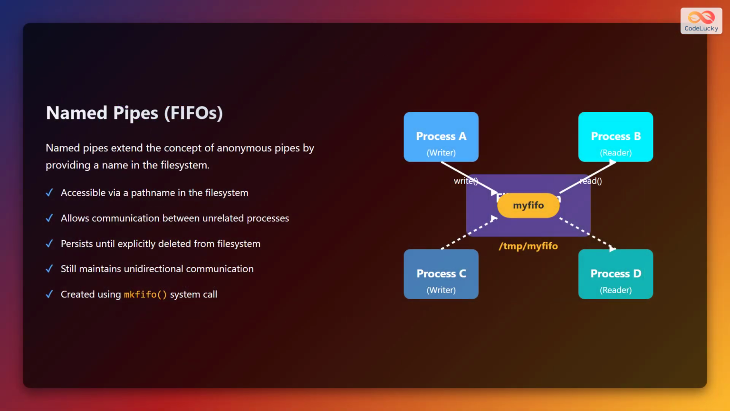Named pipes, also known as FIFOs, extend the concept of anonymous pipes by providing a name in the file system. These pipes are accessible via a path name, allowing communication between unrelated processes. Unlike regular pipes, named pipes persist until explicitly deleted from the file system. However, they still maintain unidirectional communication. Named pipes are created using the mkfifo system call.